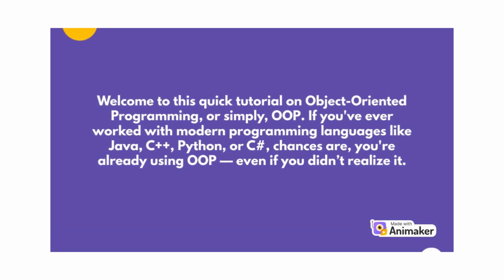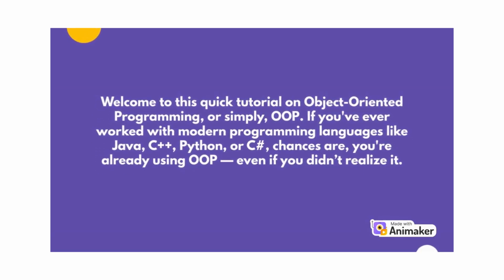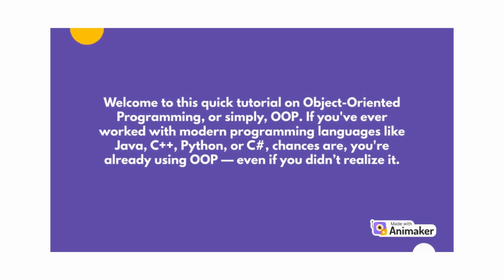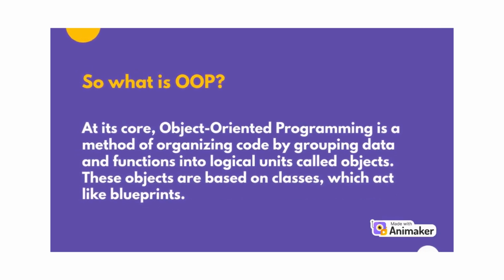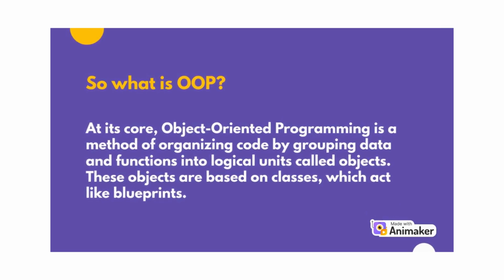Welcome to this quick tutorial on Object-Oriented Programming, or simply, OOP. If you've ever worked with modern programming languages like Java, C++, Python, or C#, chances are, you're already using OOP, even if you didn't realize it. So what is OOP? At its core, object-oriented programming is a method of organizing code by grouping data and functions into logical units called objects. These objects are based on classes, which act like blueprints.